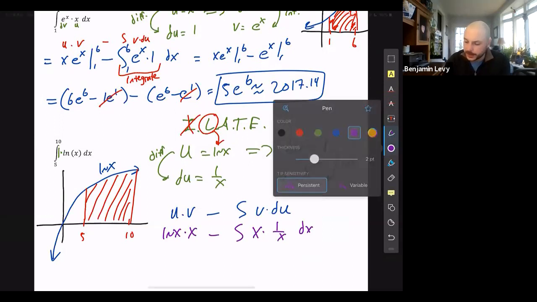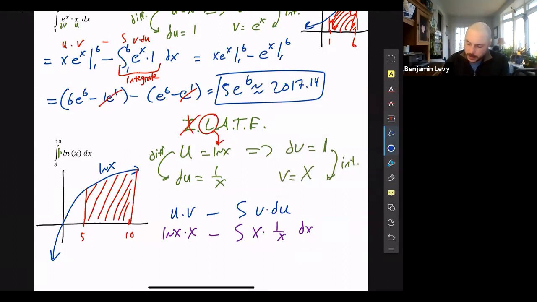Oh, let me throw the integrands on there too. I forgot that. So they're from 5 to 10. Thoughts? Seems okay.